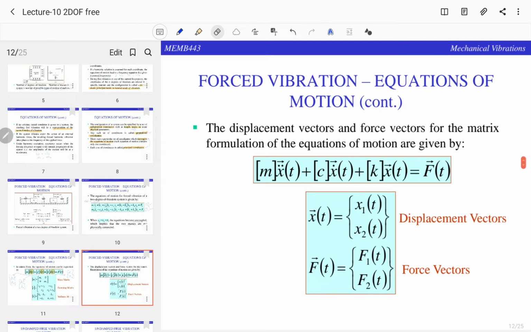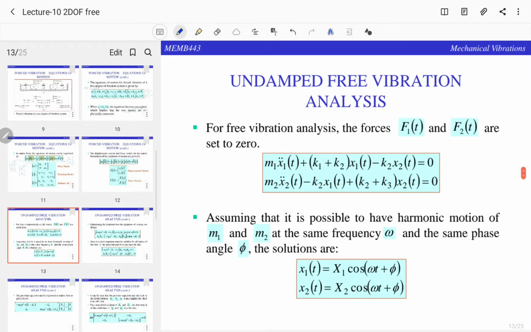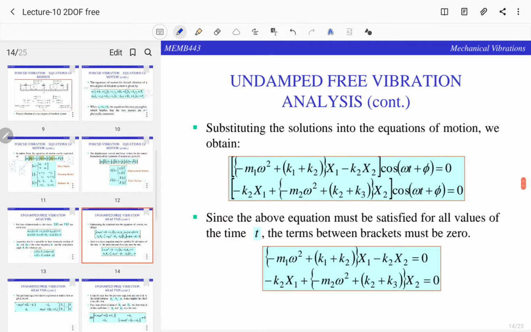Alright, so don't forget, if you have input to the system, then of course you would have the force vector there. If not, in this case we want to find the natural frequency, so the F will be 0. Okay, so this is free vibration, so it's 0. So now your solution will be in terms of x1 and x2. Remember, you have two masses, so you have two displacements.